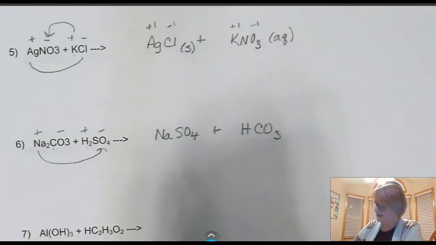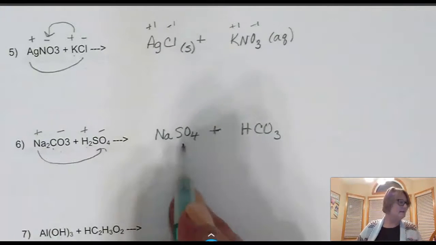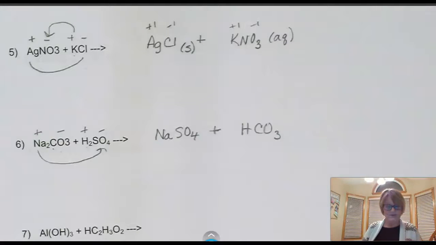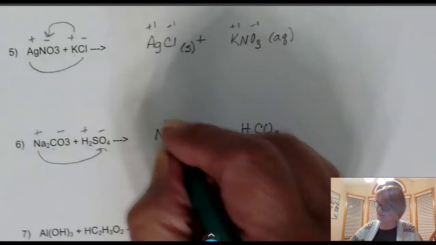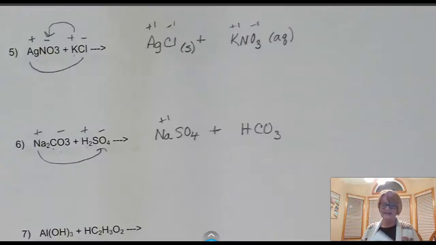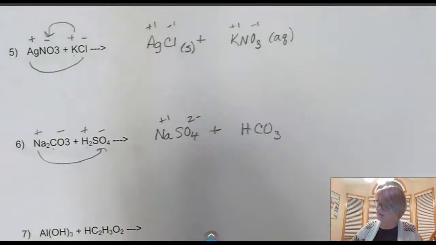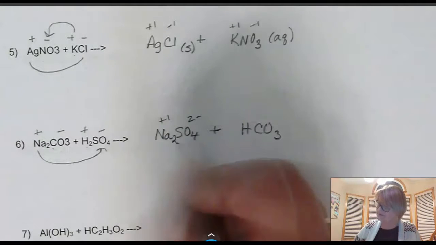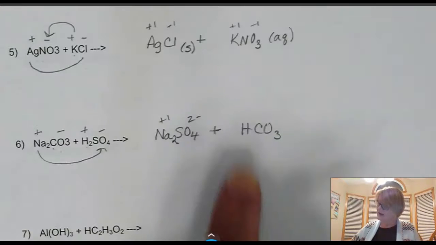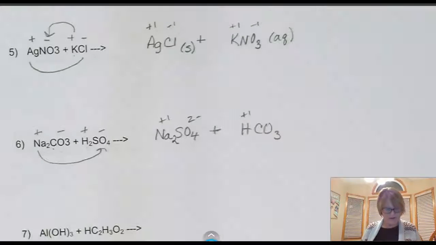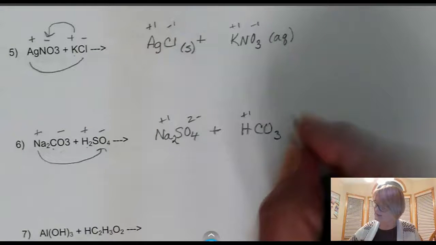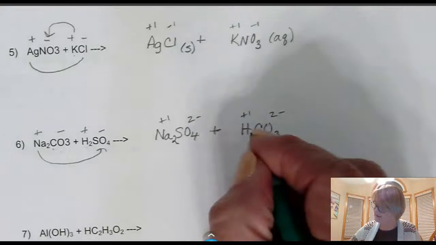Okay. Now, again, you're going to need to go in and use your periodic table and actually find your charges. So sodium's a +1. Sulfate on the back is a 2 negative. So that means I'm going to need 2 sodiums. Hydrogen is a +1. Carbonate, CO3, is a 2 minus. So I'm going to need 2 of these.